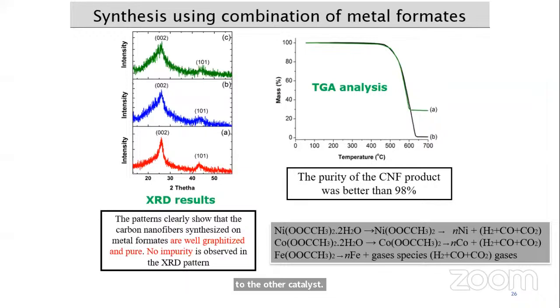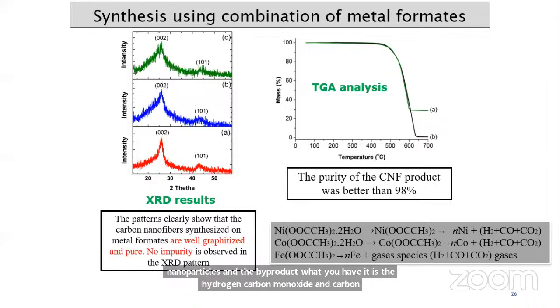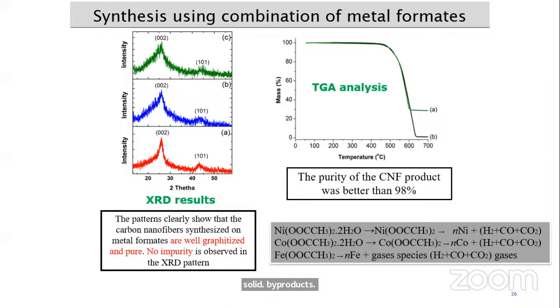See, nickel formate we have taken, at a temperature of nearly 300 to 400 degrees Celsius. Normally, we make use of around 700 degrees Celsius in order to decompose the hydrocarbons and all. So that is the reason why the temperature is maintained a little higher. And the formate directly gives metal nanoparticles. The byproducts are hydrogen, carbon monoxide, and carbon dioxide, all of which are gases, and they can escape easily. No solid byproducts are obtained. So this is the advantage of this metal formate catalyst.